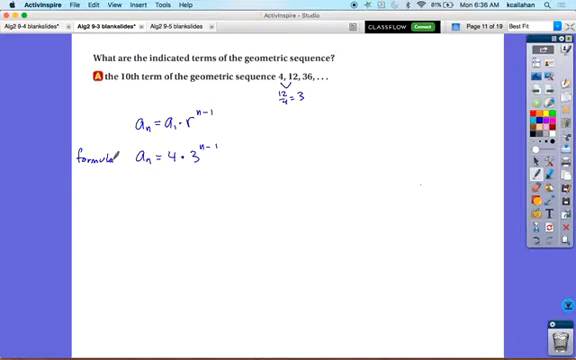Okay, now use that formula to find the 10th term. A10 equals 4 times 3 to the 10 minus 1, equals 4 times 3 to the 9th. And the thing about geometric sequences is that the numbers are going to get quite large quite quickly. If your n is too big, it's going to become a huge number.